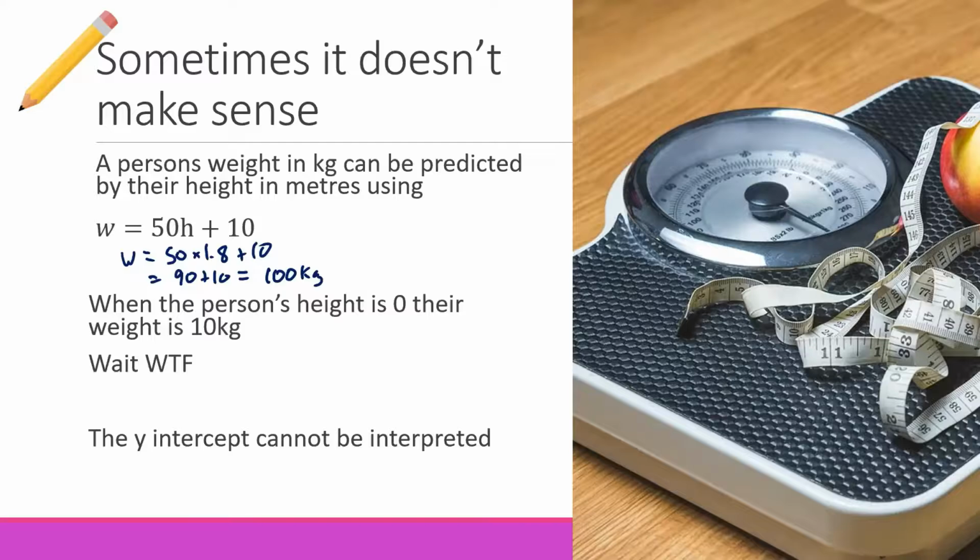This is again a problem with extrapolating. This equation might work really well for people between 1 meter and 2 meters, but it doesn't work for anyone smaller than 1 meter. So what you would say in this sense is the y-intercept cannot be interpreted. That is actually a valid answer here. Why is it a valid answer? Because it doesn't make logical sense. You will know when it doesn't make logical sense, because you'll be halfway through writing this sentence down, and you'll be like, wait, hold on. Does it logically make sense to have that?